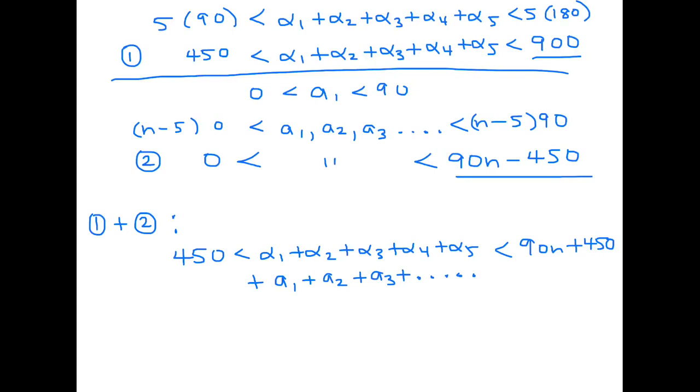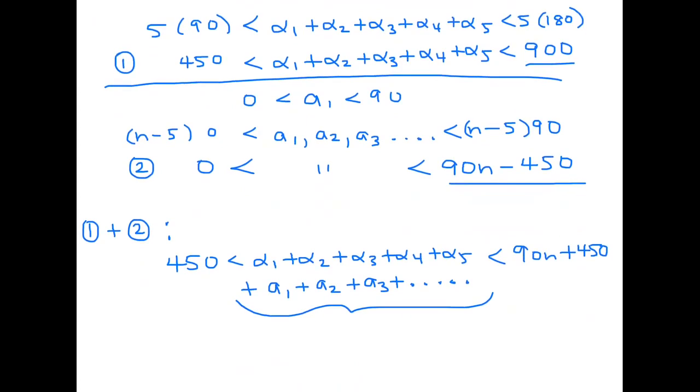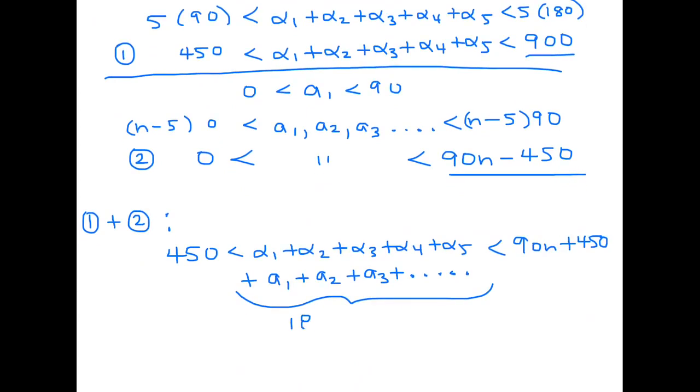Now, what is the middle part here? These are all the angles of this polygon. And remember, sum of all the angles is equal to 180n minus 360. So we can substitute that in. 180n minus 360. And this is less than 90n plus 450, like that.